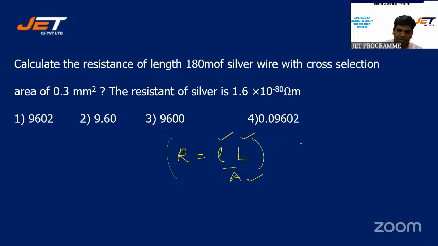So let's see, 1.6 into 10 power minus 8 into 180, divided by area, 0.3 into 10 power minus 6, because that's millimeter square. I have to convert that into meter square. So it's just 10 power 8, students, not 80, right? It's 10 power 8. My bad.